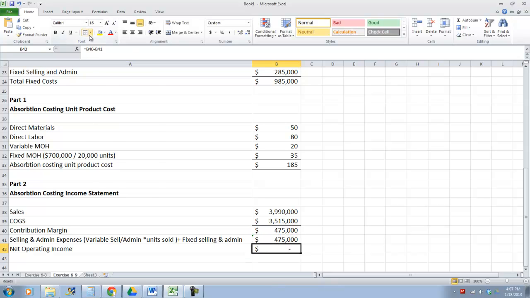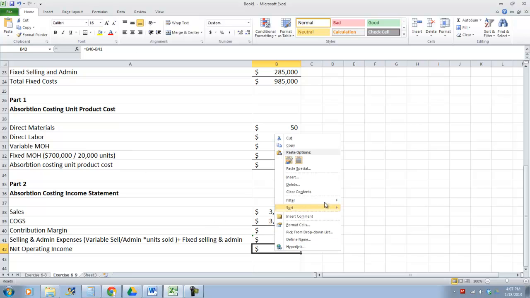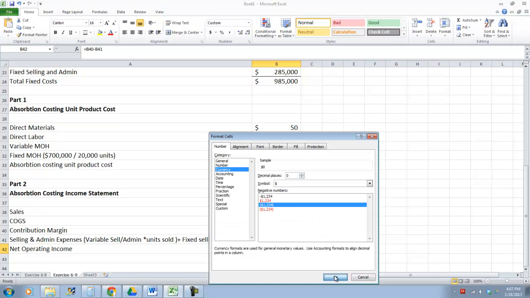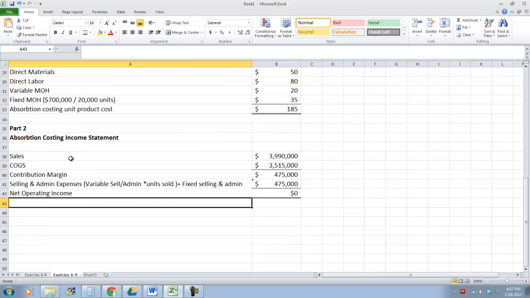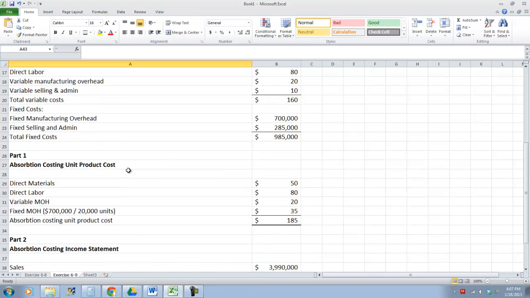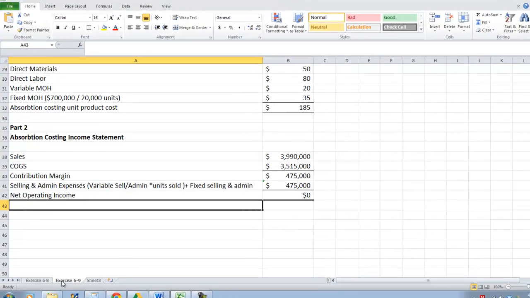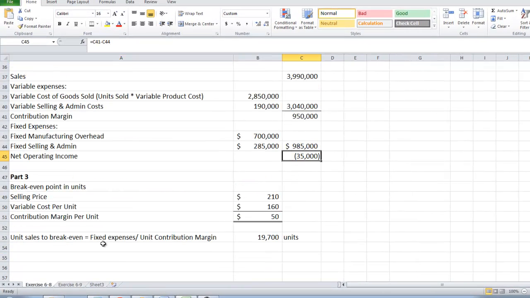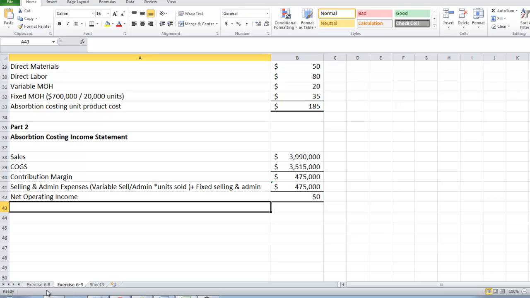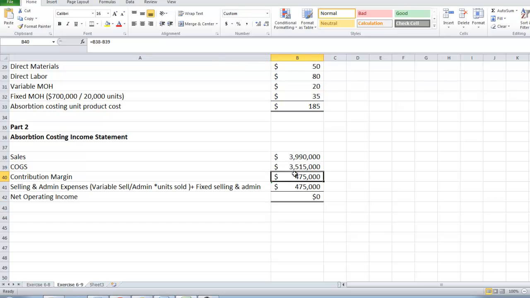Okay. One more thing, so that we understand it, right? So, this is the difference: with absorption costing, we had 0 when we made this, and with variable costing, we had minus 35,000. And that is because the variable costing includes fixed manufacturing overhead for products that are sitting in inventory. The absorption costing puts it in inventory. So that's why there is a difference.